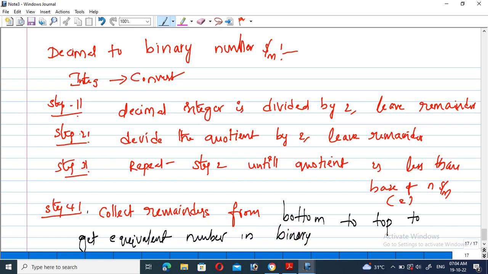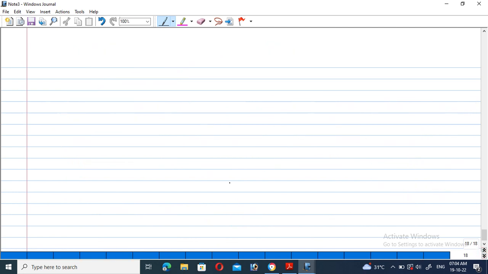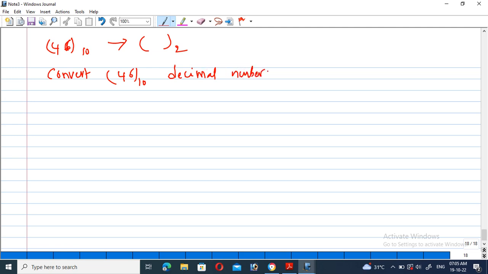So that is a process, right? Coming to the examples point of view, I will consider a number that is nothing but 46. Convert this 46 number system into the binary format. I can represent it like this. So the question is: convert 46, that is a decimal number, to binary.